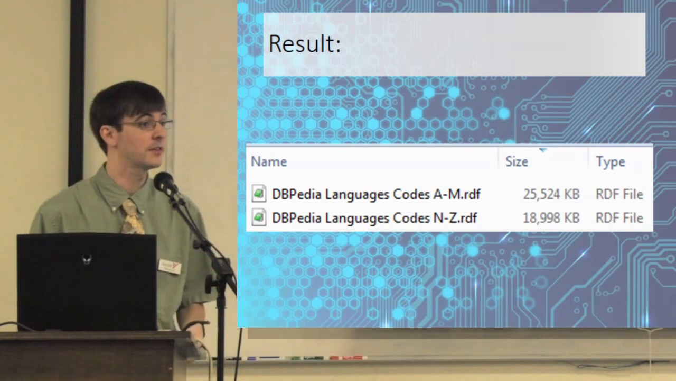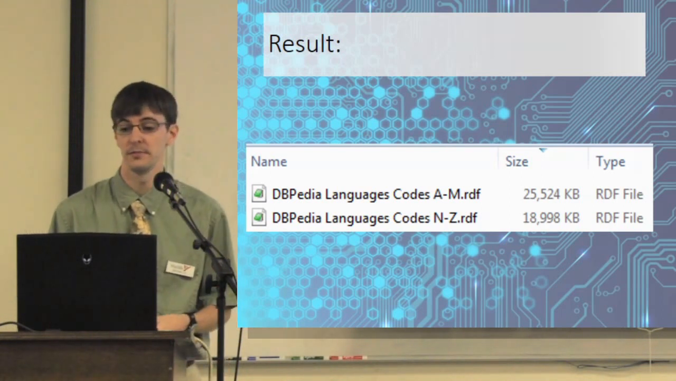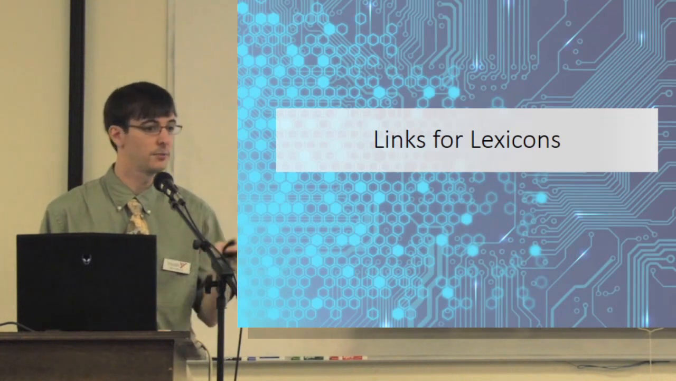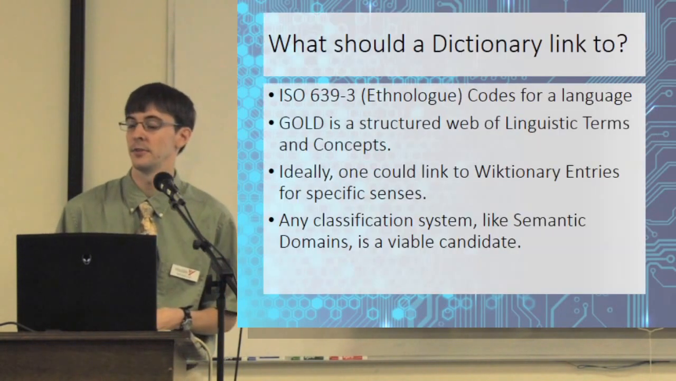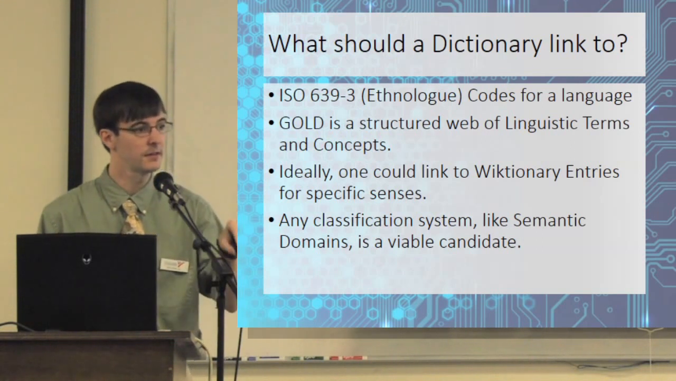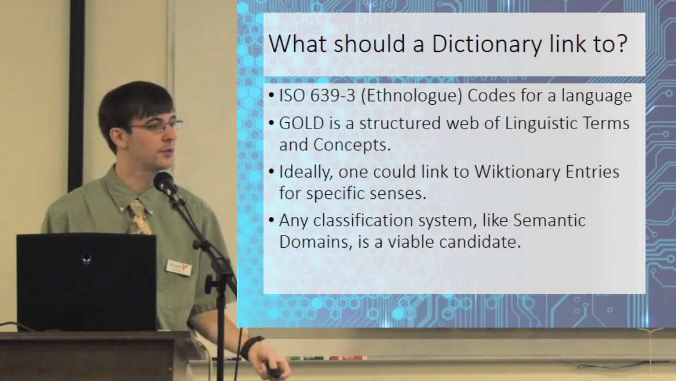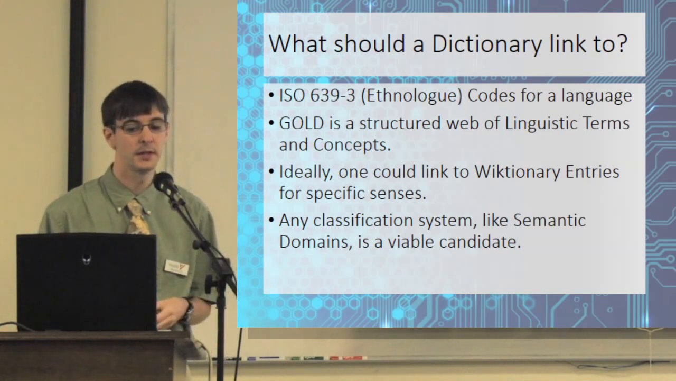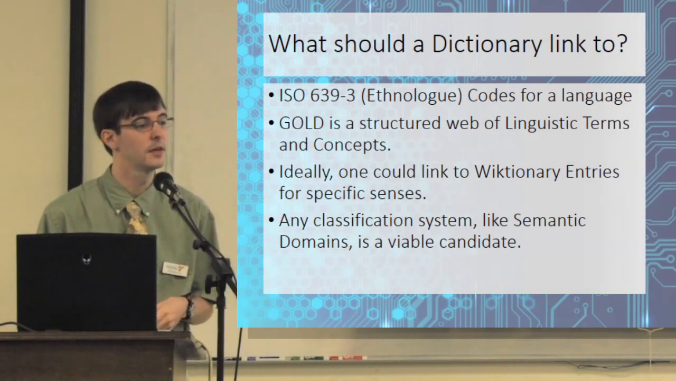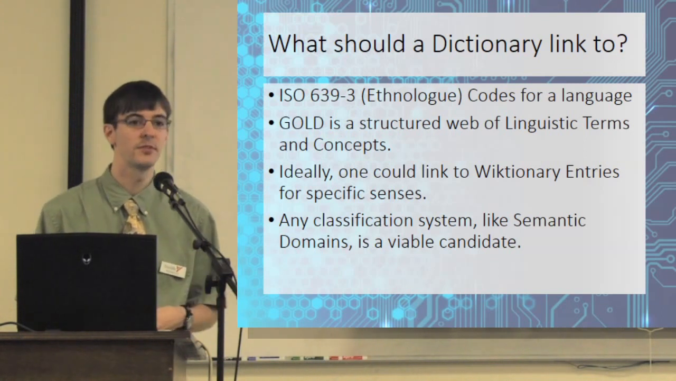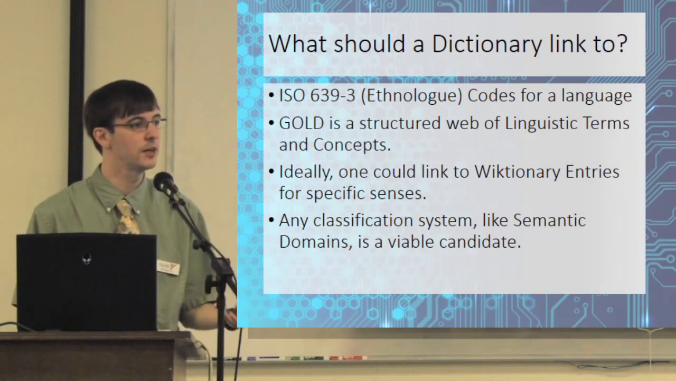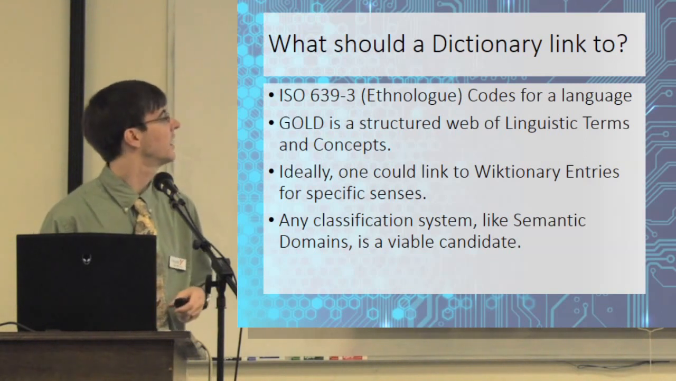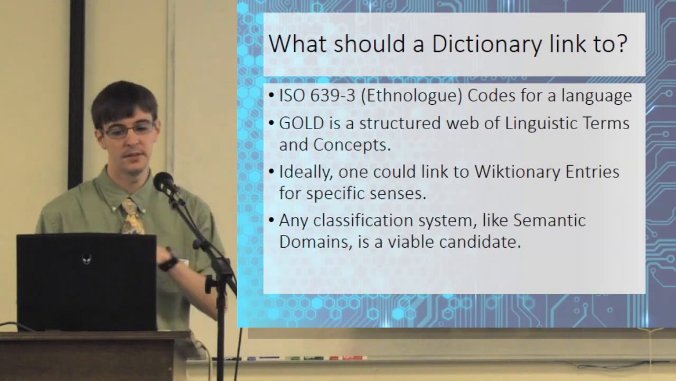So if you're building a lexicon, what sort of things would you want to link to? Well, I mentioned before the ISO codes. Yes, you definitely want to link to the ISO codes so that you can say, I'm talking about this specific language here, and there's no confusion. GOLD is a structured web of linguistic terms and concepts and their relationships. It's called GOLD, a General Ontology of Linguistic Description. And so that's out there, and that's something that I used.